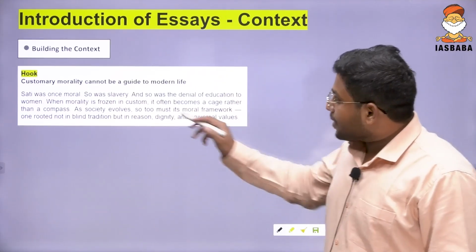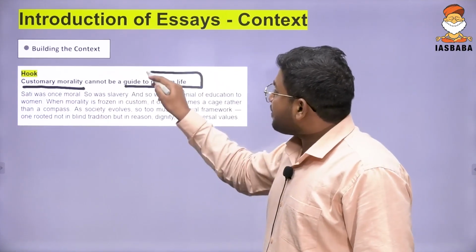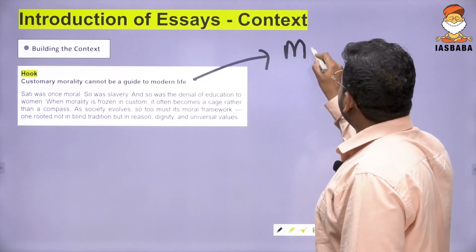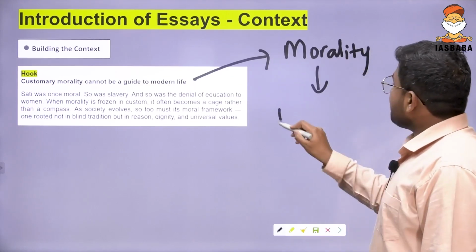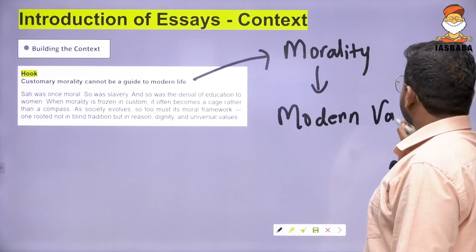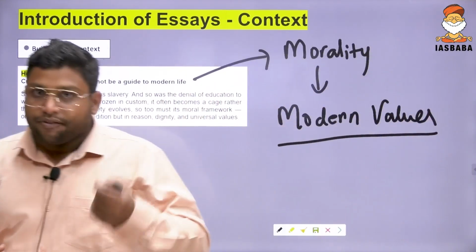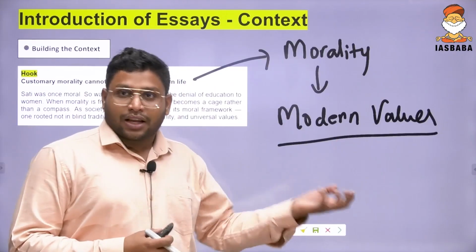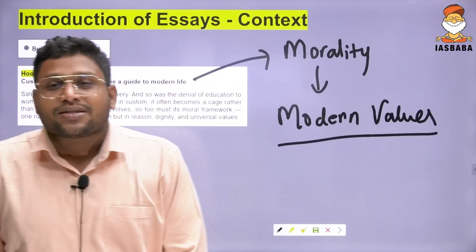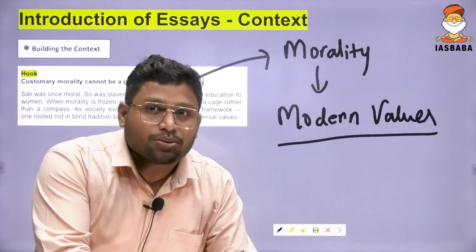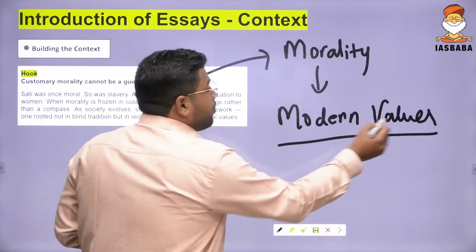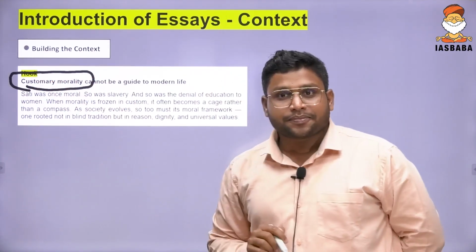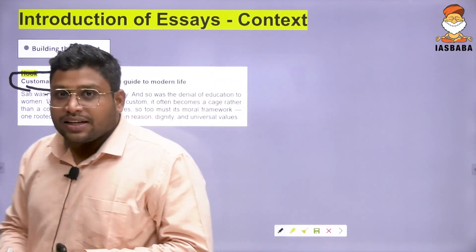Now think about this aspect. Customary morality cannot be a guide to modern life. If you want a modern life, you need values, or you need morality, which is driven by modern value sets. Obvious. If you are driven by modern value sets, then what you consider right and wrong will come from these values. If you ask me what I think about dowry, what I think about the caste system, I'll answer whether I'm in support or against it, but my morality is driven by these modern value sets, right?